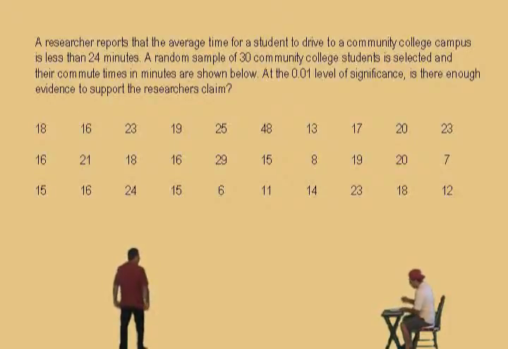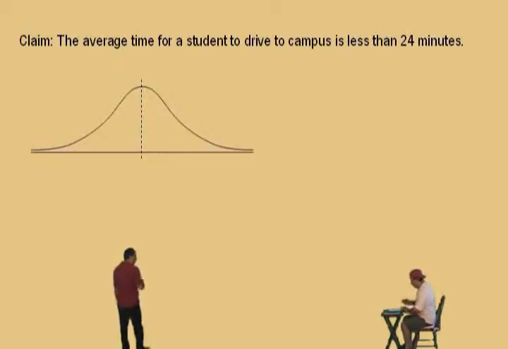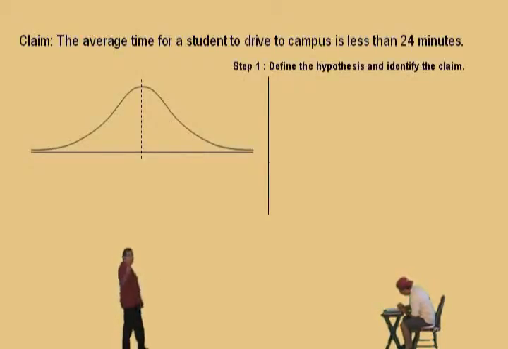What is it, Charlie? It takes a student less than 24 minutes to drive to campus. That's right, less than 24 minutes. We're going to assume we have a normal bell-shaped distribution, and we're going to start with step one, define the hypothesis and identify the claim. Okay, remember, for this problem, as we discussed in our previous lectures, we're going to use that 24 for our population mean mu.